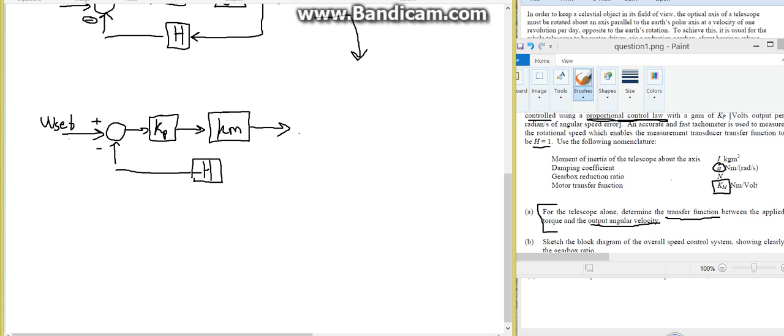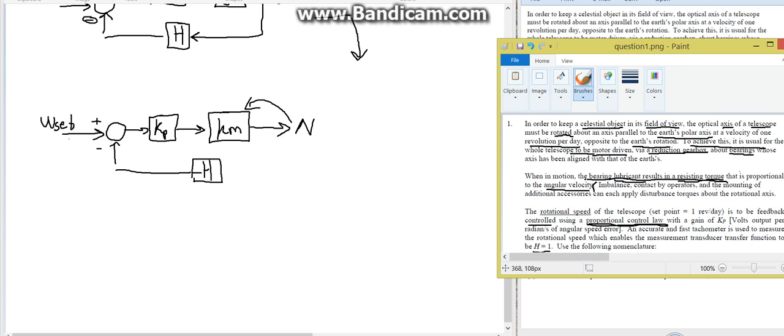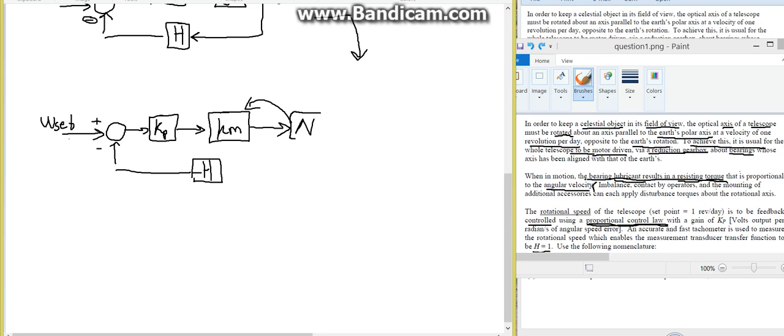Now, once we have movement in our system, we must then continue. What other variables must we consider that is affecting the dynamics of the system? So the other variable we must consider is its reduction ratio gearbox, as stated in the question, via a reduction ratio gearbox. So therefore N, it was given as N. And you think we're done.